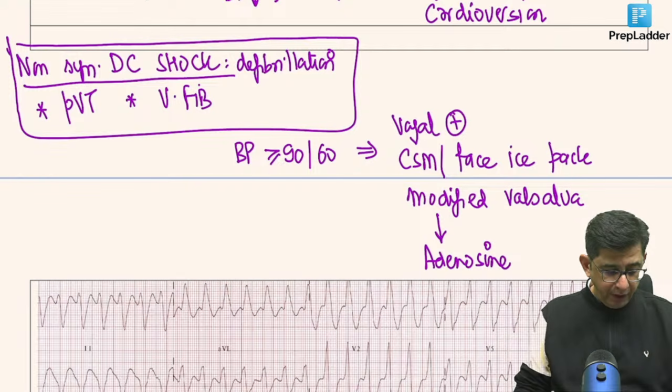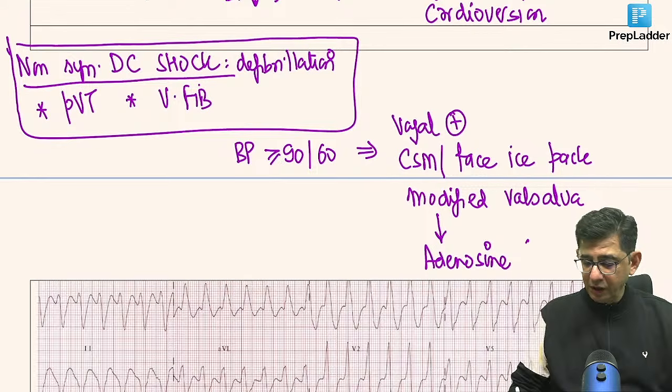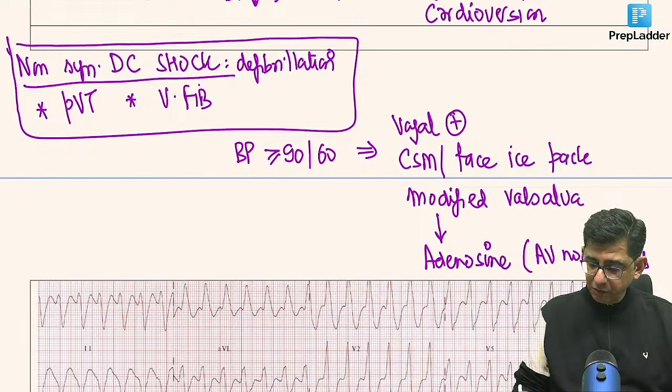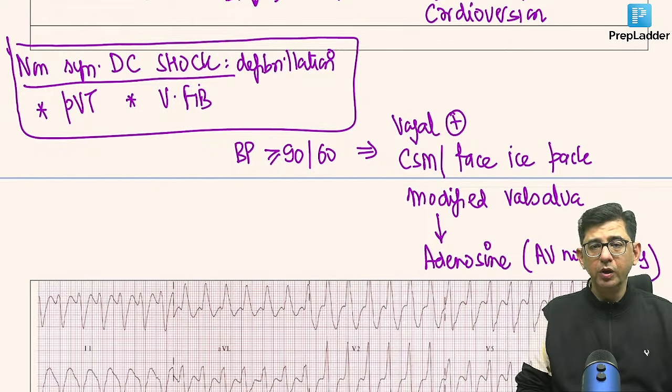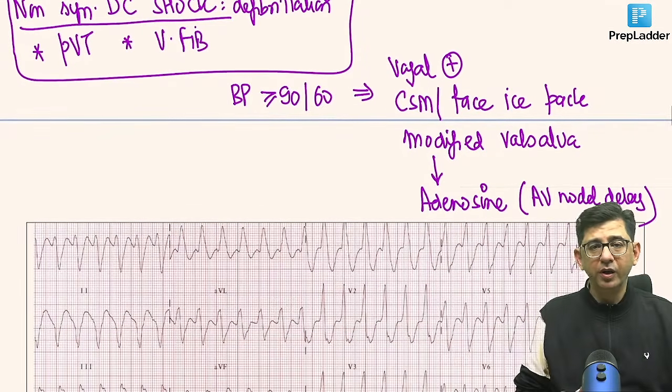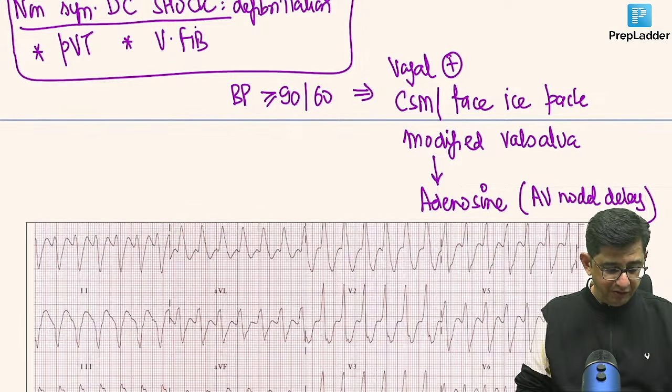Adenosine will be acting on which receptor or which area of the heart to stop this arrhythmia? Yes, it will act on the AV node. It will prolong the AV nodal conduction. The main thing is it will cause a prolongation of AV nodal delay. It will slow down the conduction, that's the re-entry circuit, and will be able to manage the patient effectively.